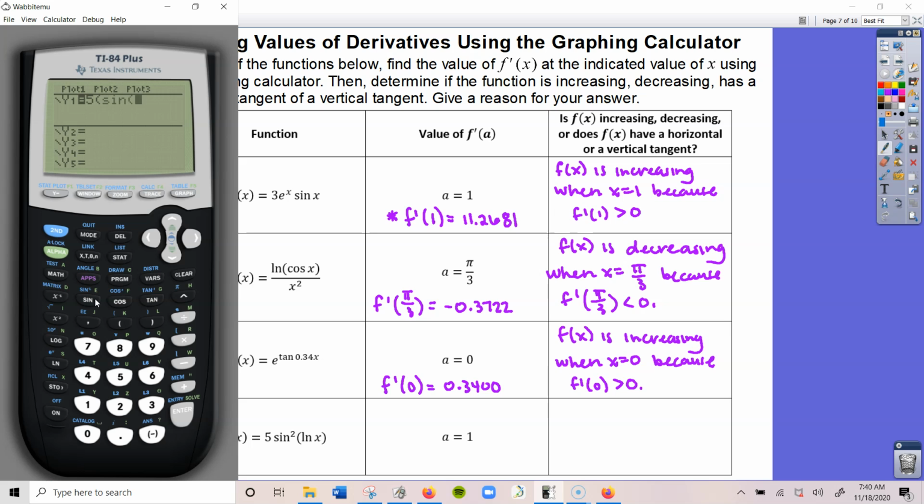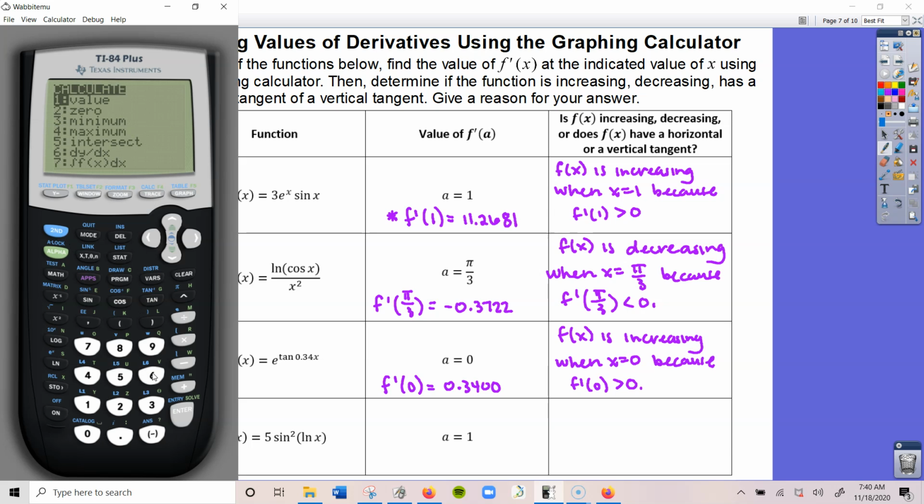So I'm going to put sine and then ln of x. And notice that it opens these parentheses for me automatically. So I got to close for the x. I got to close for ln. And then I have to close for sine. And now I'm going to raise it to the second power. And now we're going to go ahead and graph. And now I'm looking for the derivative when x is equal to 1.